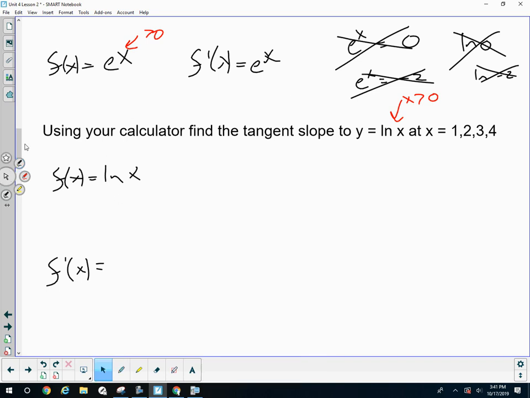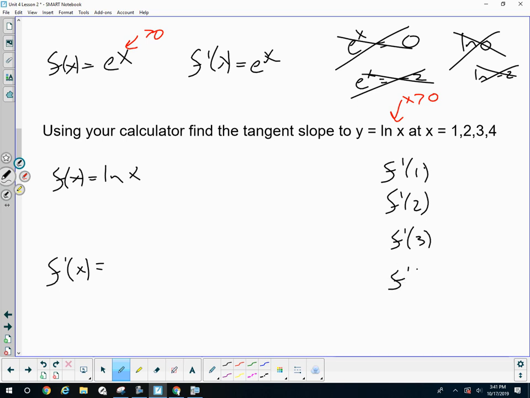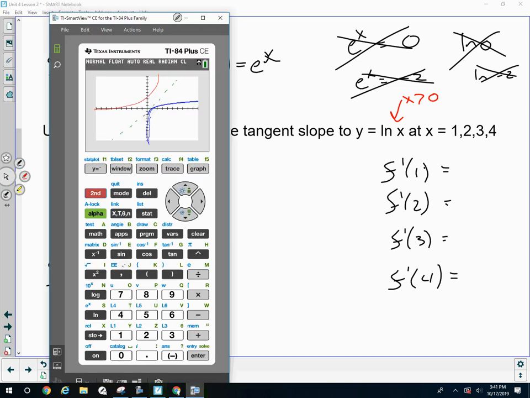But let's find the tangent slope generator. All I can do is find some tangent slopes. So at 1, at 2, at 3, at 4. And maybe by looking at those, I'll be able to understand what the tangent slope generator would be. All right, ready? Remember, we can go second calc, dy/dx. This is number 6, tangent slope. Plug in your x value, press enter. Okay, when x is 1, my slope is 1.